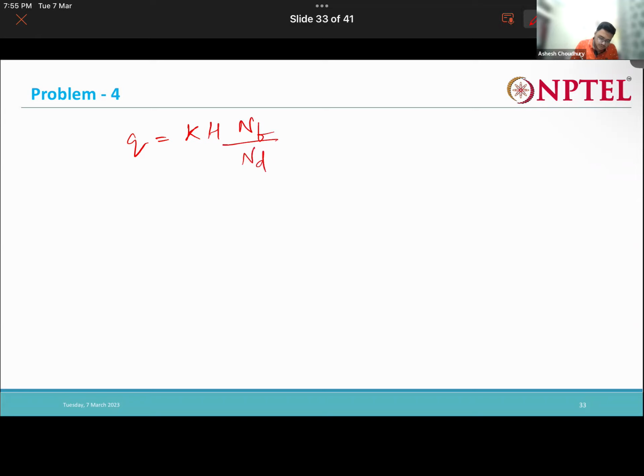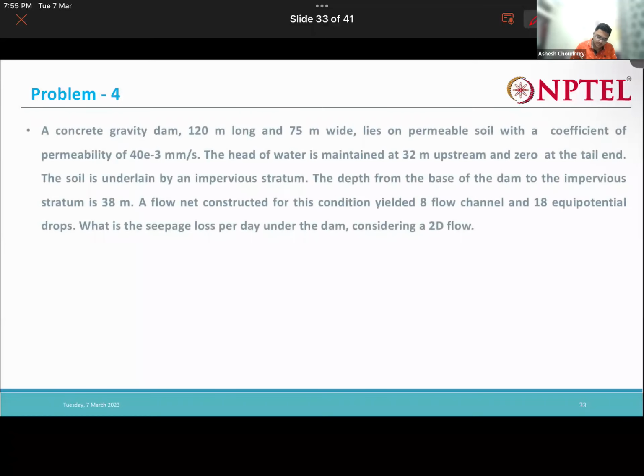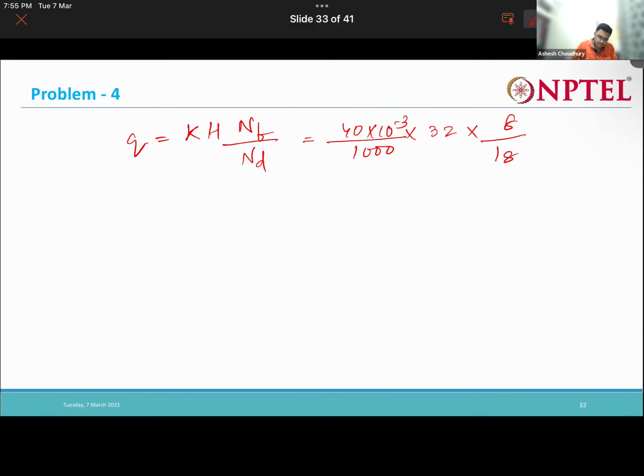So what is my K? 40 into 10 to the power minus 3 by 1000. H you already told is 32, NF is 8, it's given, and ND is 18. If we do this, the answer will come in meter cube per second, per meter.